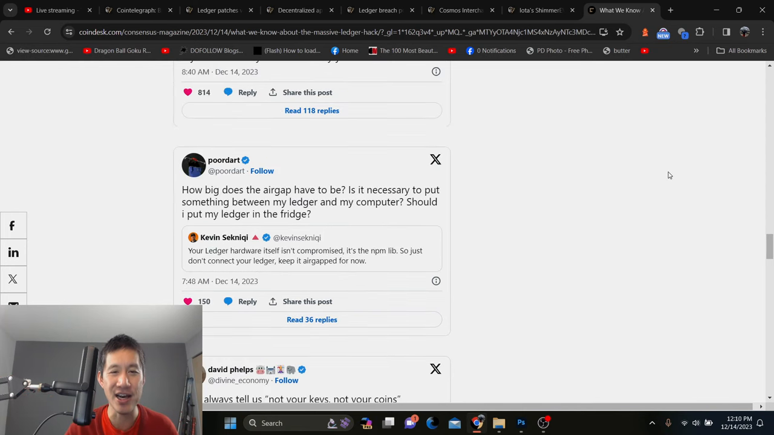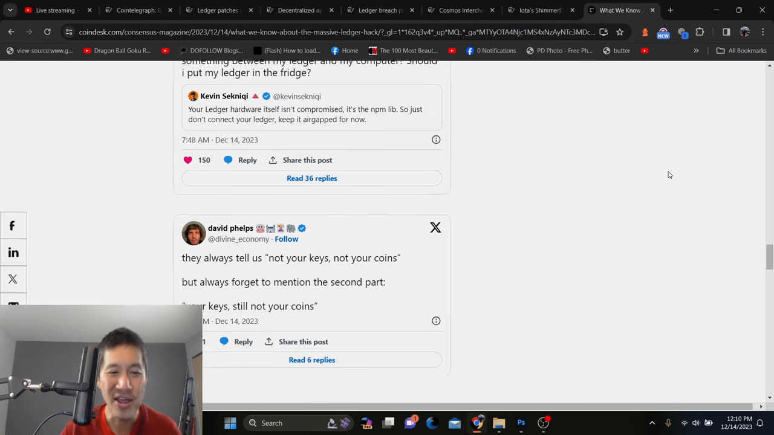And how big does this air gap have to be? Is it necessary to put something between my Ledger and my computer? Should I put my Ledger in the fridge? So your Ledger hardware itself isn't compromised. It's the NPM lib. So just don't connect your Ledger. Keep it air gapped for now. So no, you don't have to keep it in the fridge. Your hardware is fine, but it is the connector that is hacked.